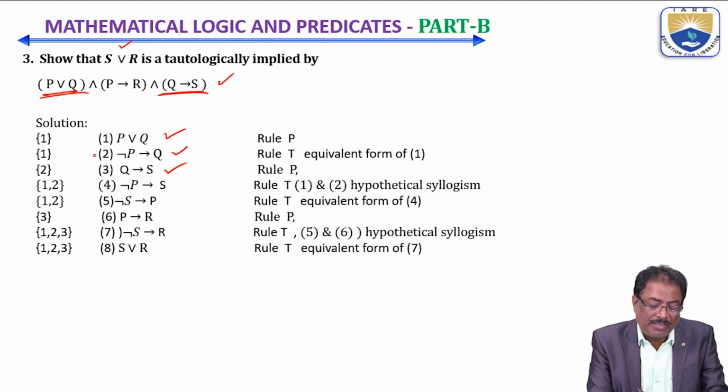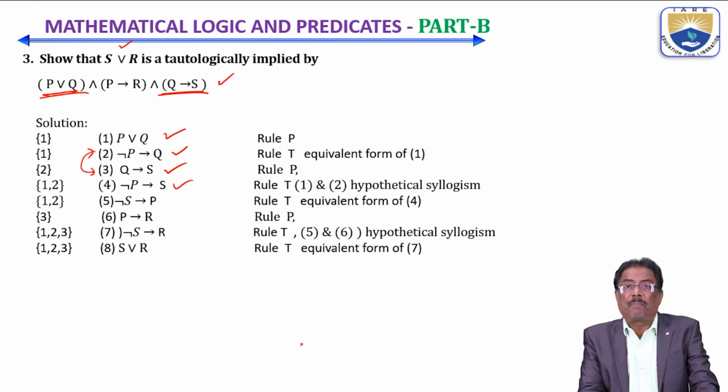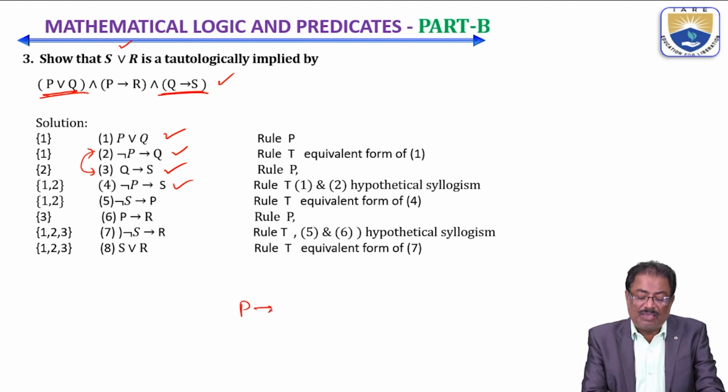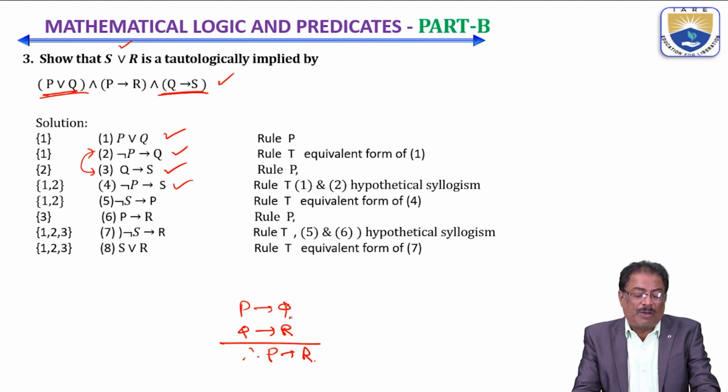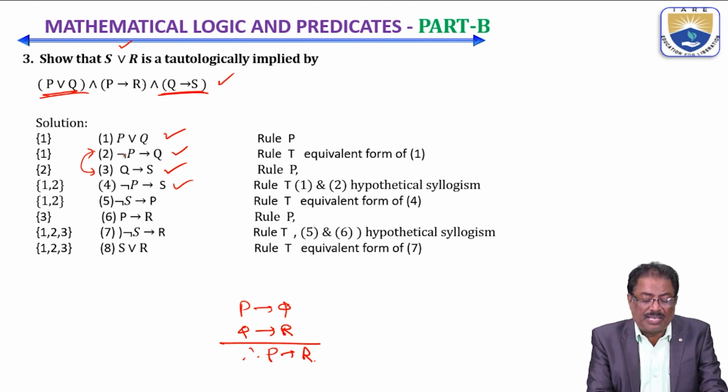Then once again we combine these two, negation P to Q and Q to S. So what are we going to get? Negation P to S, by applying the rule of syllogism. If P to Q, then Q to R, then what we get is P to R. In a similar way, from negation P to Q and Q to S, we get negation P to S.